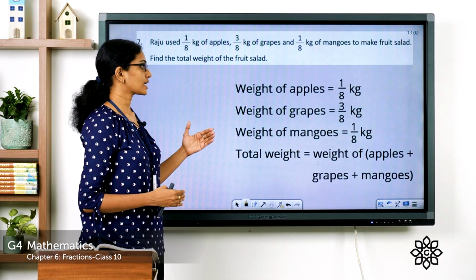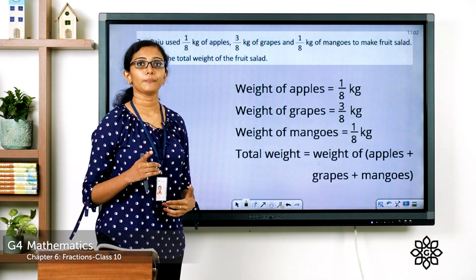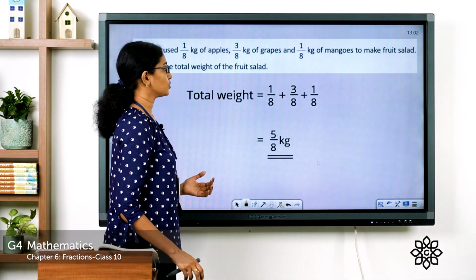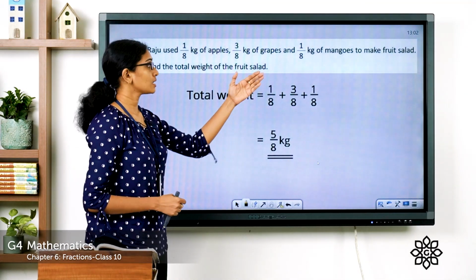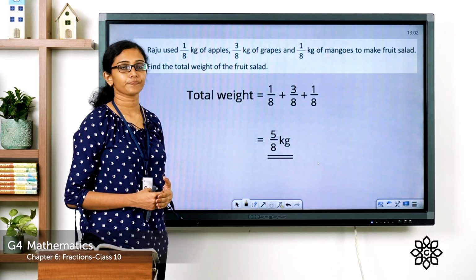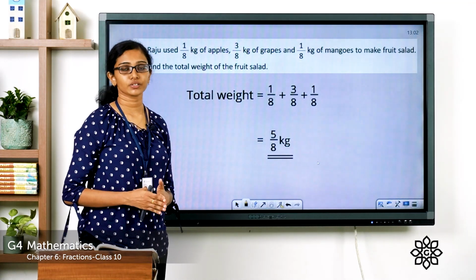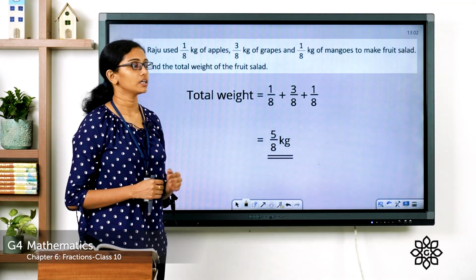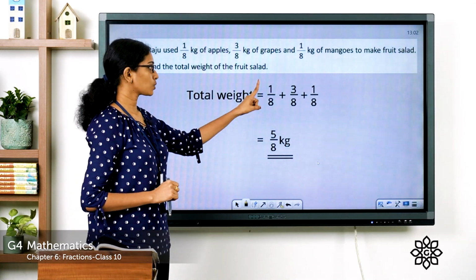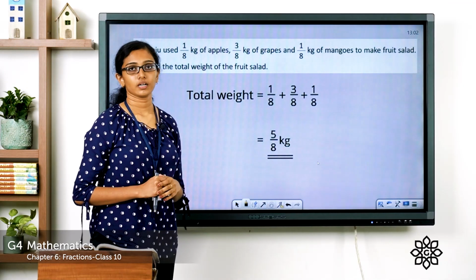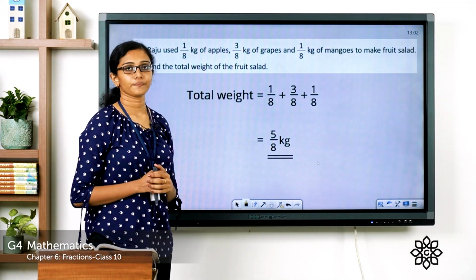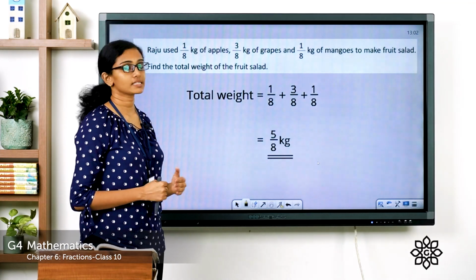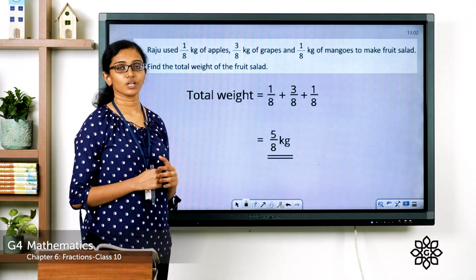So the total weight is equal to weight of apples plus weight of grapes plus weight of mangoes, which is equal to 1 by 8 plus 3 by 8 plus 1 by 8. Since the fractions are like fractions, just add the numerators, write the sum over the same denominator. So adding the numerators, we get 1 plus 3 plus 1, which is equal to 5. By the same denominator, 8. So the total weight is equal to 5 by 8 kilogram.